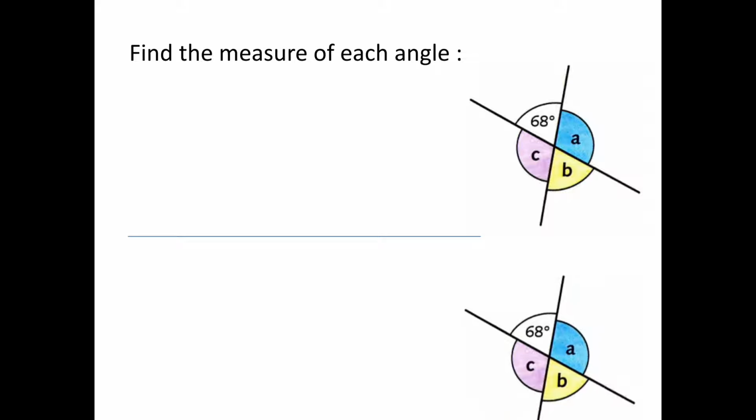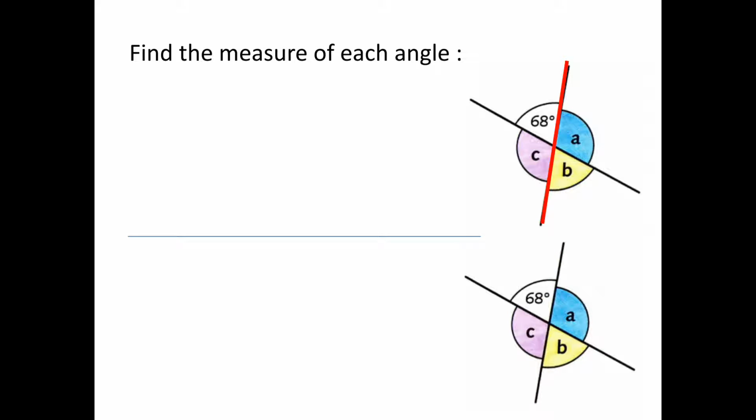The first thing, I'm going to color each line with a different color. Then as you see, I have a pair of equal angles. I know that the measure of angle B is equal to 68. Now what about the other pair? A and C. Angles A and C are also vertically opposite angles.